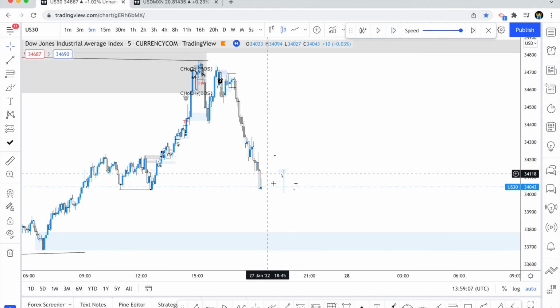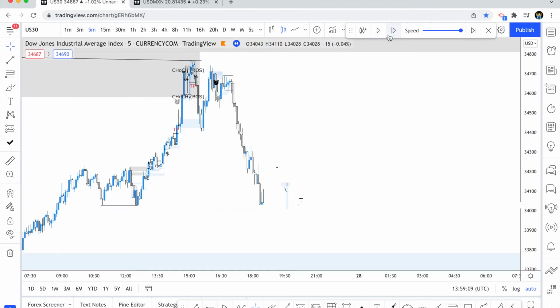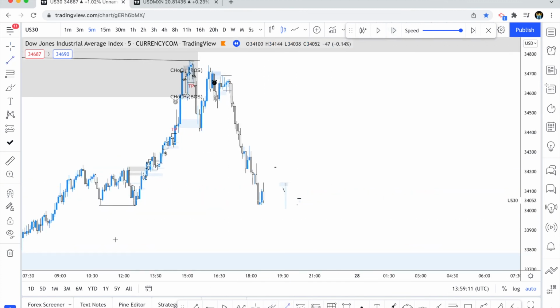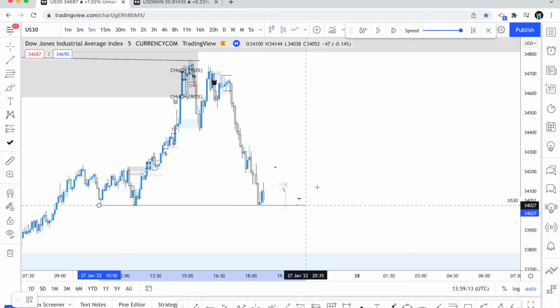Okay, so here we are. We're entering this area here. We could see that there was this low here, creating liquidity. So we were here at that time, that morning.